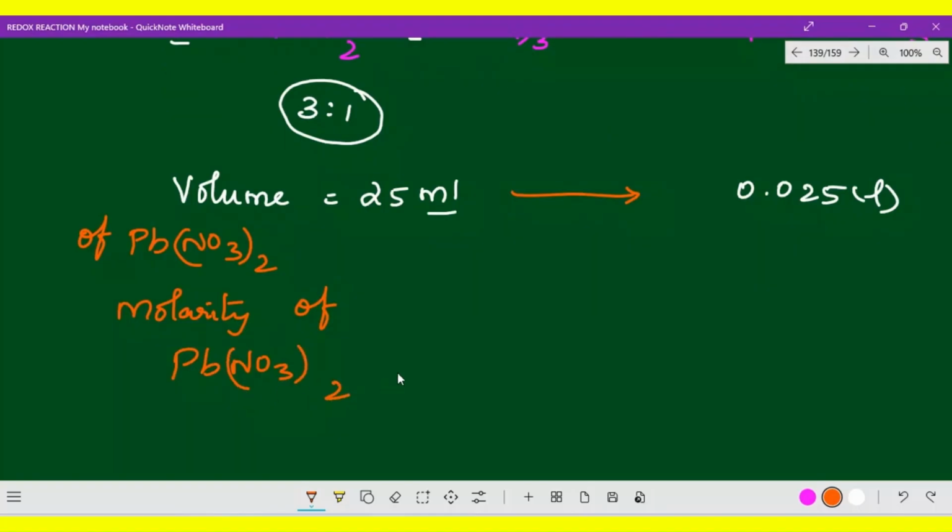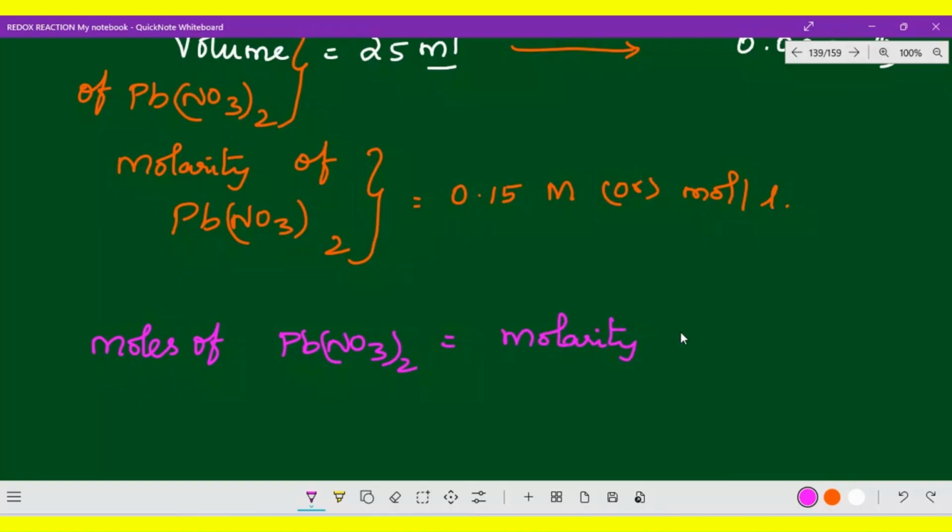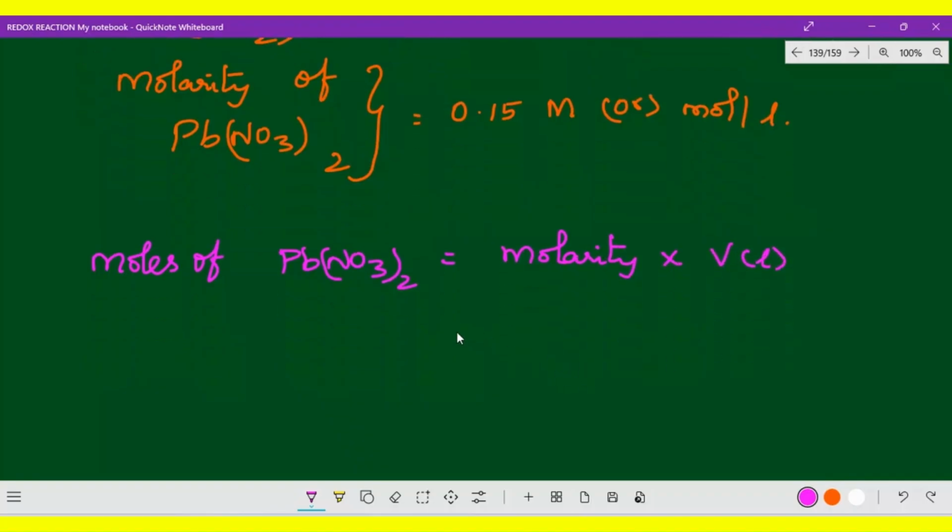PbNO3 twice. How much is it actually? 0.15 M. This is actually molarity, or we can say it is mole per liter. Now, moles of PbNO3 twice we have to identify. Moles of PbNO3 twice is equal to molarity into volume in liter. Molarity, how much? Here, just now we found that it is 0.15 M.